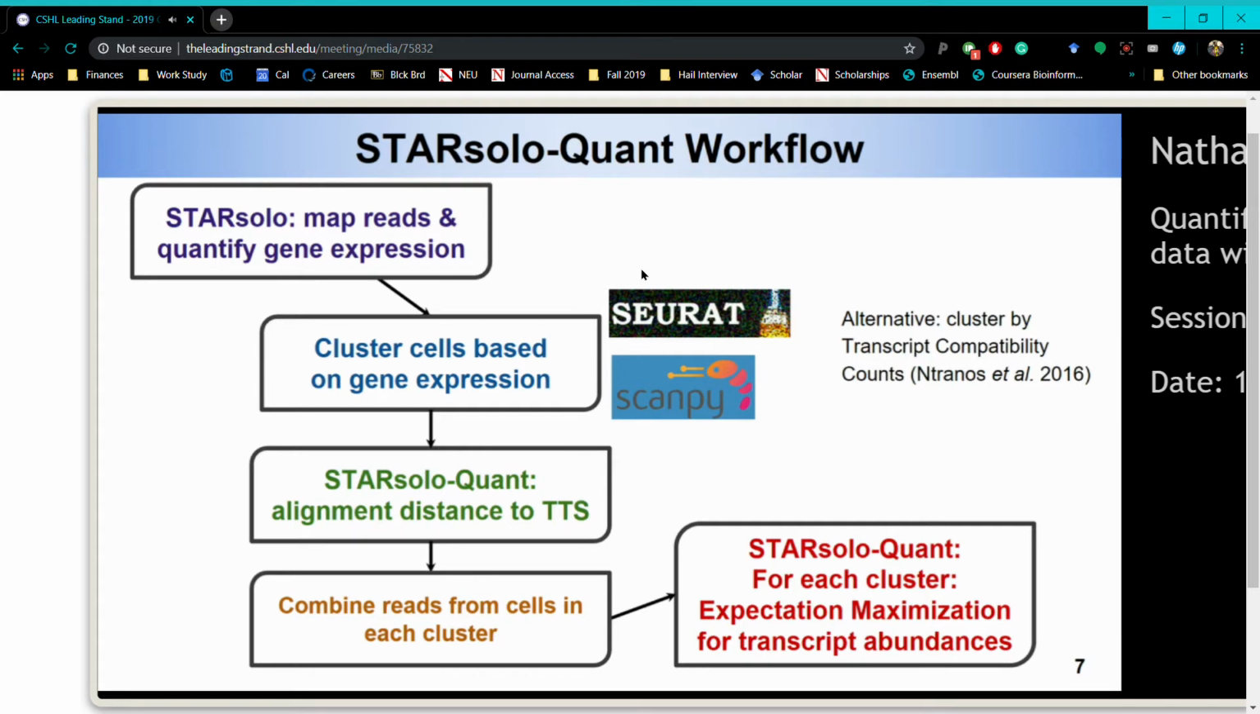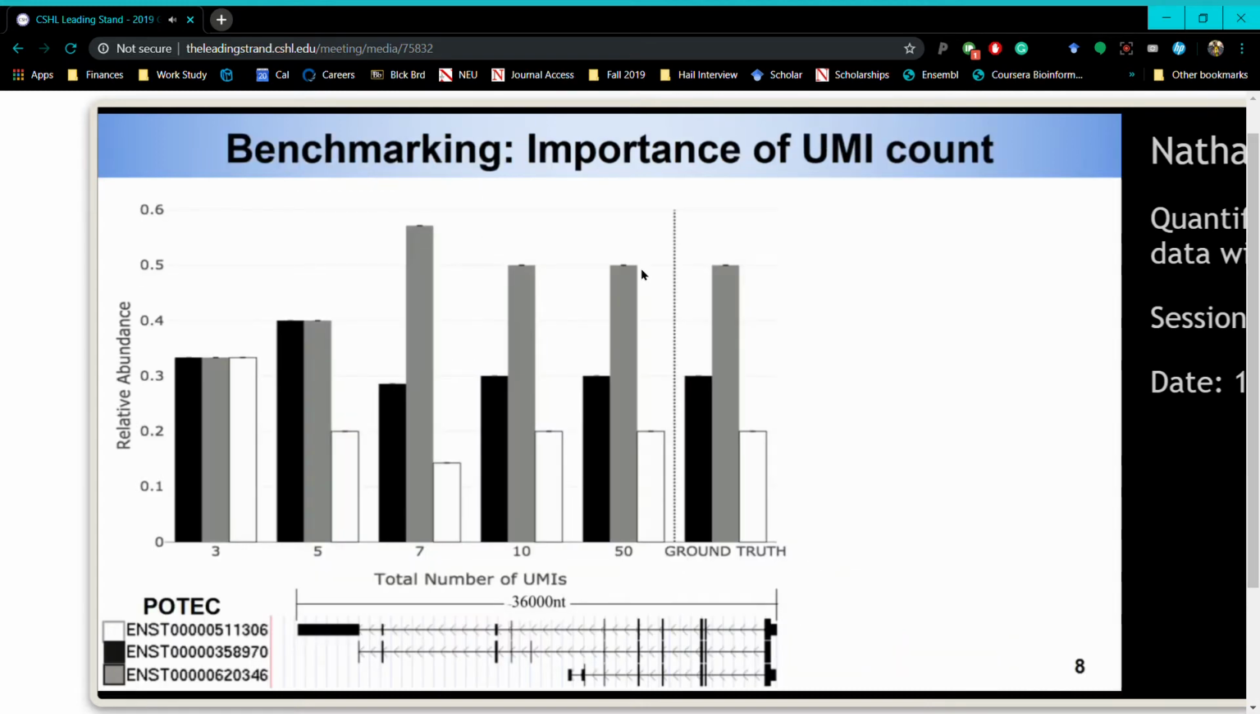And it's worth noting here as well that we are considering the idea of clustering by transcript compatibility counts as opposed to gene expression, but for this presentation, we clustered by gene expression for the data that's generated. So the benchmarking we began with was relatively basic. It only represented very small simulation sets, and it was just to show the importance of UMIs as well as reads, which I'll show you in a bit.